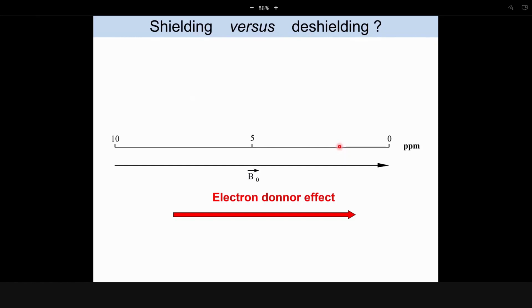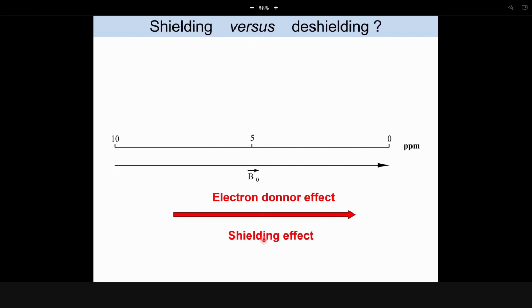So when close to the proton, for example, we have a chemical group that gives electrons to the proton, we talk about electron donor effect. Then the chemical shift will go down. So we talk about a shielding effect.